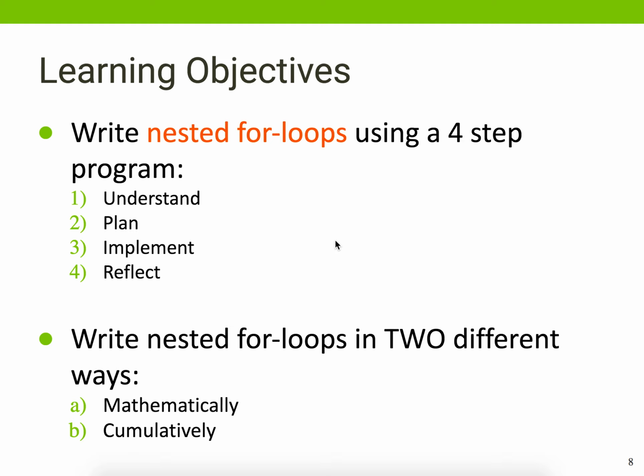Okay, today we're going to cover nested for loops, and what we're going to do is write a little program using a four-step process. This four-step process is to understand, plan, implement, and then reflect. We won't do a heck of a lot of reflection in this lesson, though. That is an important step.